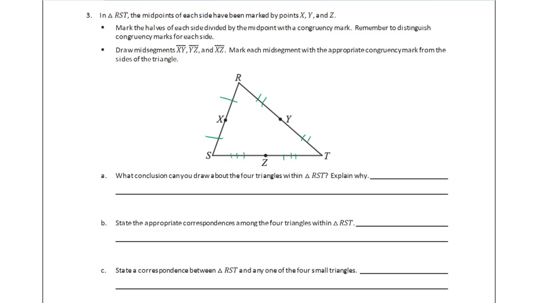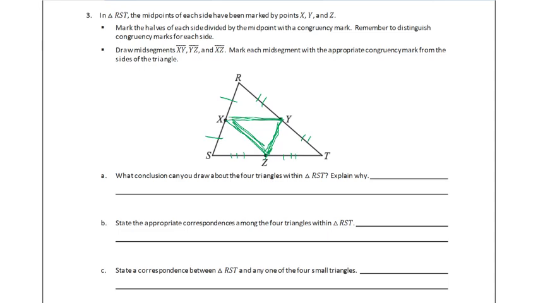Then they want us to draw a midsegment XY, okay, YZ, okay, and XZ. Not too bad. Mark each midsegment with the appropriate congruency mark from the sides of the triangle. So what that means is that these sides of this triangle in the middle have to be marked with the same congruency as the other sides that we've already labeled. Now how do we figure that out?